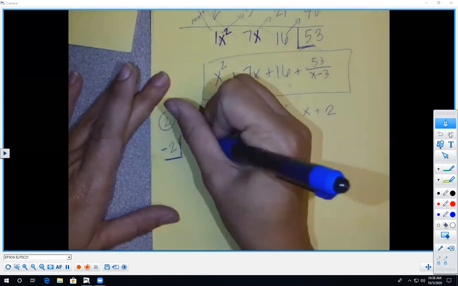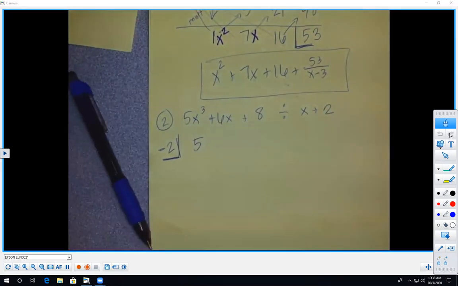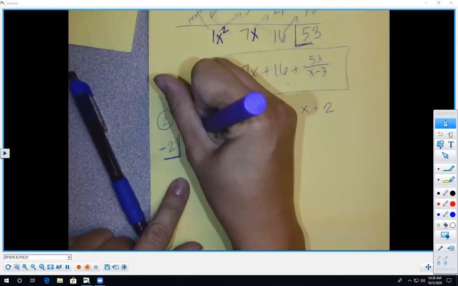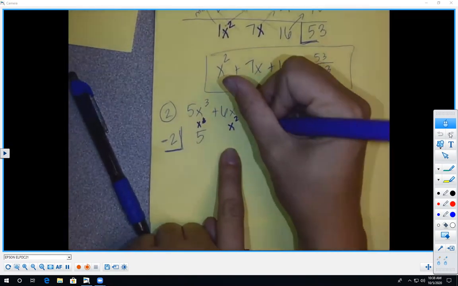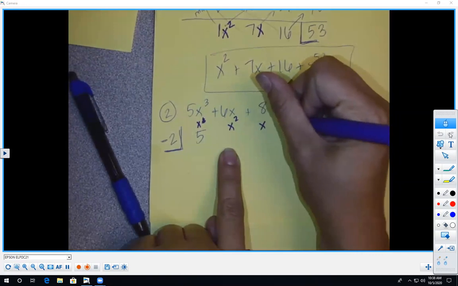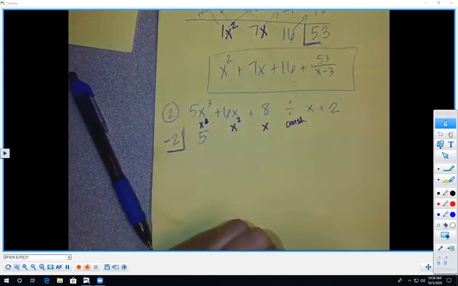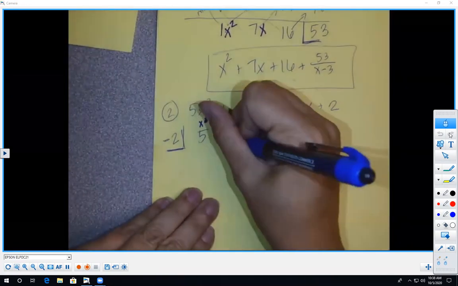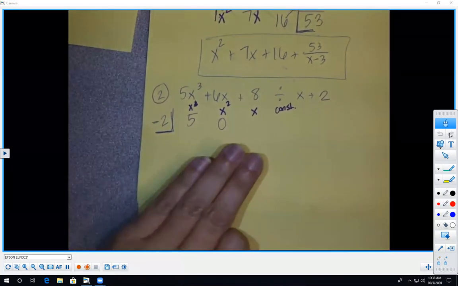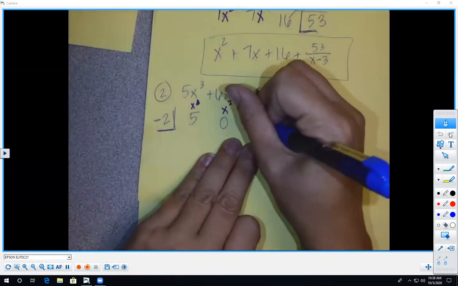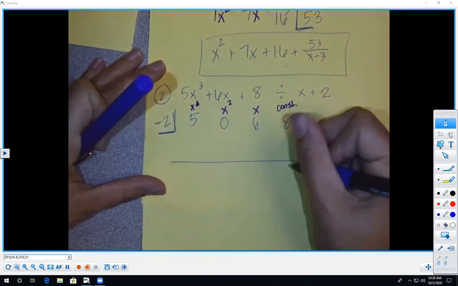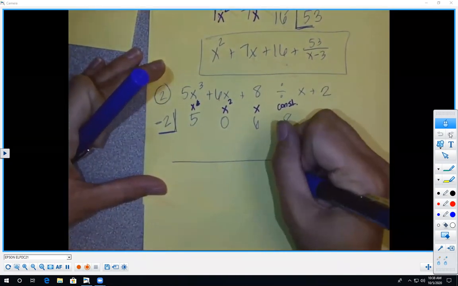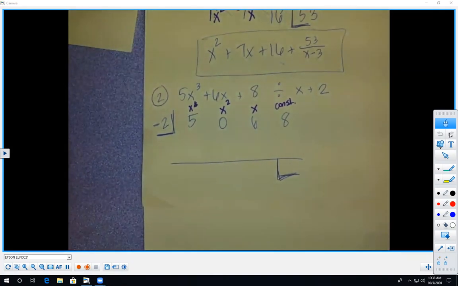It's going to be 5x cubed in the first column. You don't have to put x cubed, x squared above it, but if it's helpful, for sure do it. So my x squared term, I have 0 of them. You have to put a 0. My x term, I have 6 of them, and then my constant is an 8. Put your box under your constant because that tells you that's your remainder.